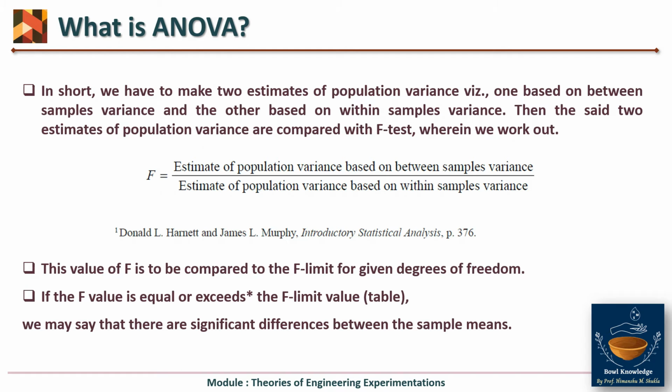Now proceeding further. So in short, we have to make two estimates of population variance, one based on between sample variance and other based on within sample variance, as I said earlier. Then the said two estimates of the population variance are compared with F-test. So what are the steps of ANOVA? First, you have to find out the variance between sample and variance within sample. In other words, we can call it calculating standard deviation between sample and standard deviation within sample.